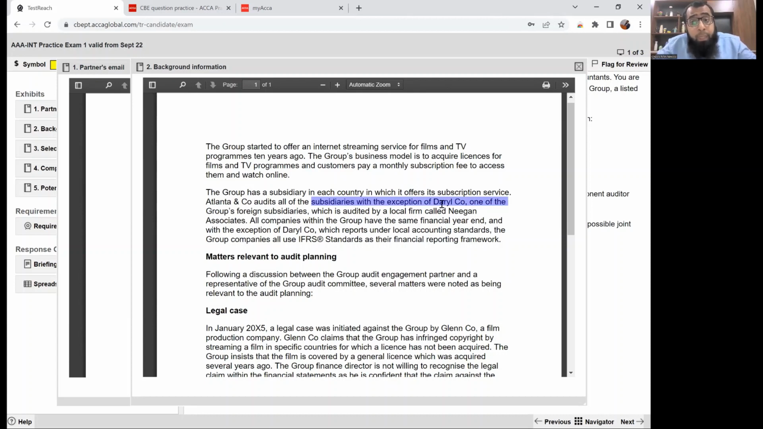Since the paper is computer-based, you can go and edit the data. It's not an issue. What I mean to say is that since I read here that there is a subsidiary, Darrell Company, which is audited by a different firm called Negan Associate, you can say that there is a different component auditor. Now, when there is a different component auditor, it is an audit risk because we have to rely on its work. So it is an audit risk.